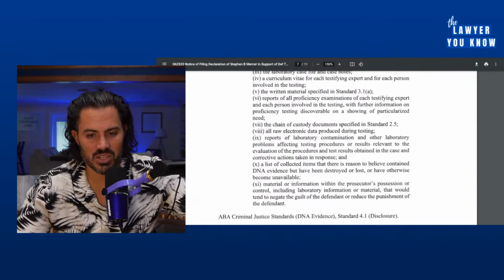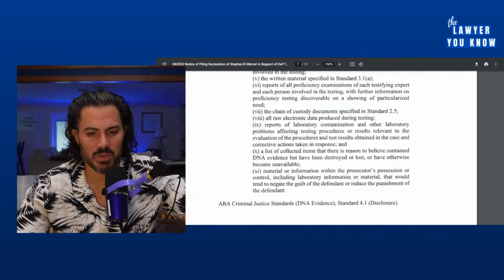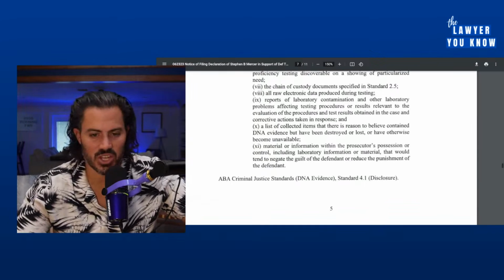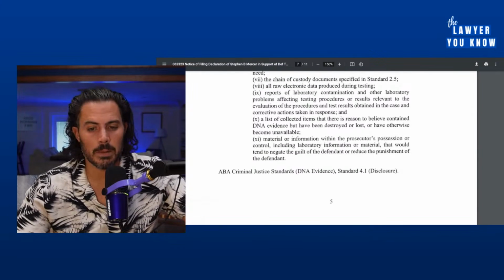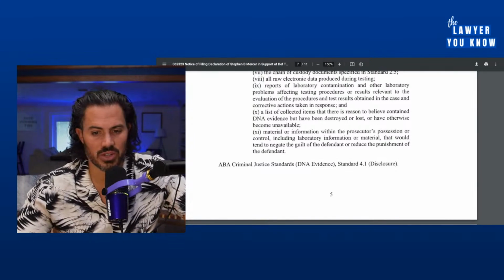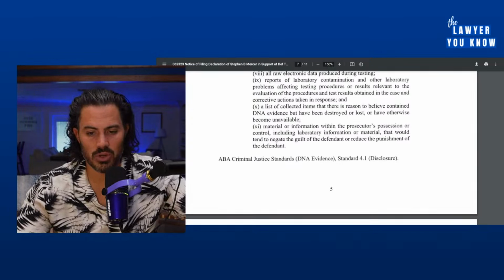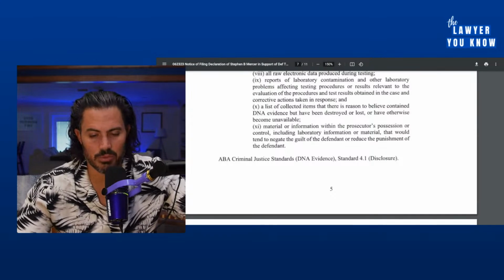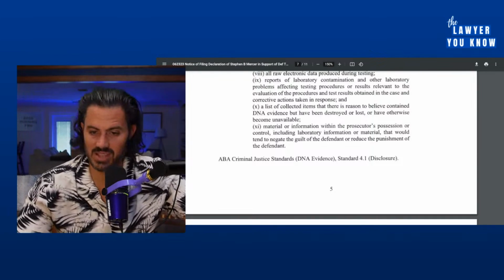A CV for each testifying expert, the written material specified in Standard 3.1, reports of all proficiency examinations of each testifying expert, what the expert did, the chain of custody for the documents specified in Standard 2.5, all raw electronic data produced during testing, reports of laboratory contamination and other laboratory problems affecting testing procedures or results relevant to the evaluation of the procedures and test results obtained in the case, and corrective actions taken in response. That seems to be right on point with what the defense is asking for.